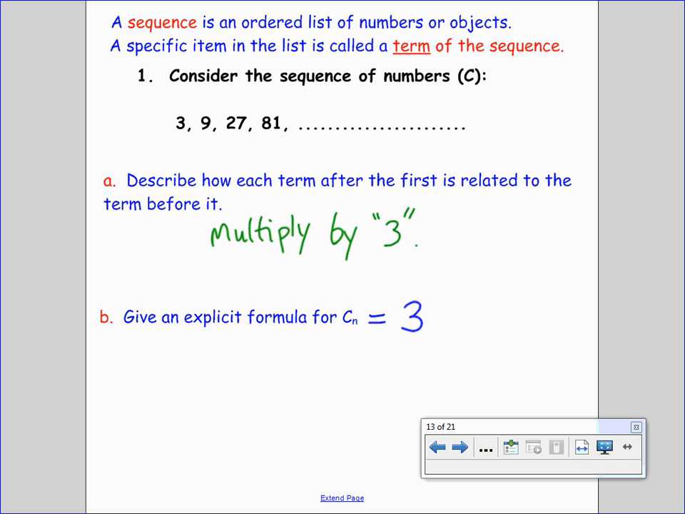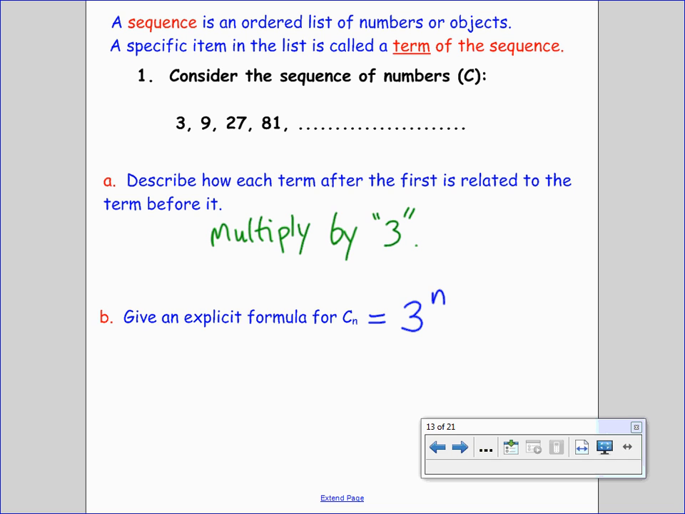Braden? 3 to the power of n. 3 to the power of n, and then when n is 2, the second term, it would give me 3 squared is 9. When n is 3, it would give me 3 cubed is 27. When n is 4, it would give me 3 to the 4th is 81. Absolutely. So yes, we need an exponent there. We need to put our n up in the exponent. Today we're doing that simply through inspection and guess and check. Next class we'll go ahead and develop rules for determining explicit formulas.